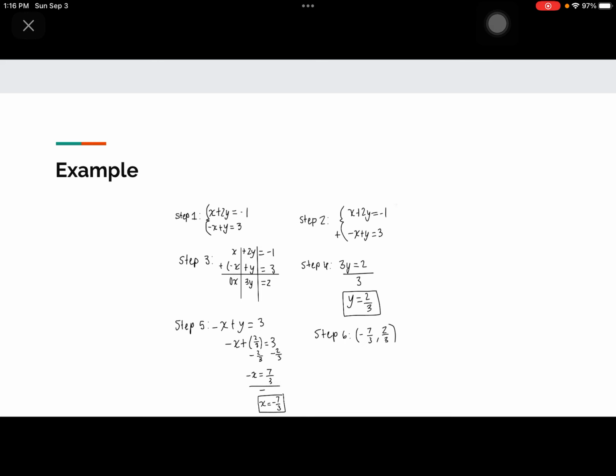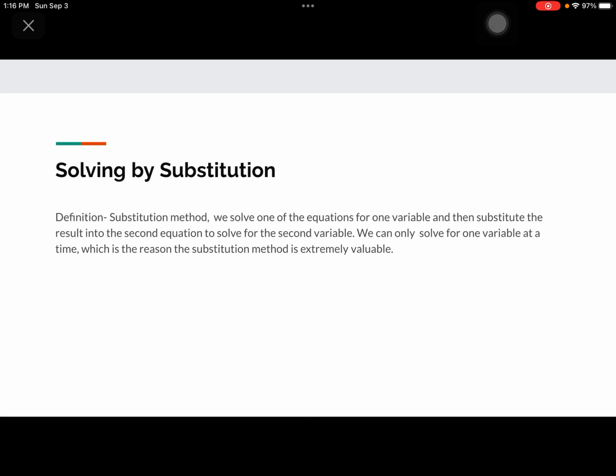And that's our solution. All right, the third example that I'm going to be going over is solving by substitution.